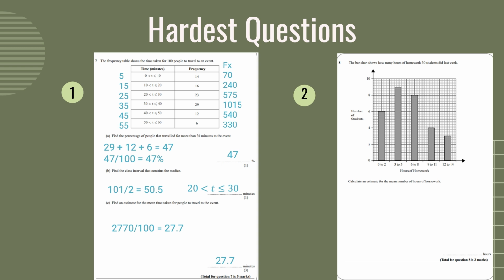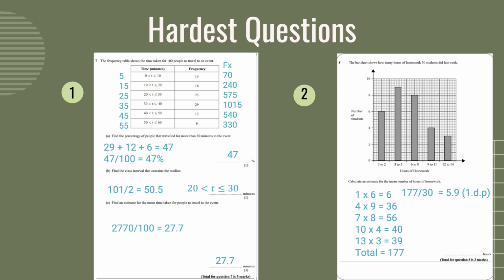So, if we look at our x-axis, it shows us the hours of homework, and it gives us class intervals: 0 to 2, 3 to 5, 6 to 8, and so on. This must mean we find the midpoint of 0 to 2, 3 to 5, and so on, and then we times it by the number of students who did it. So we do 1 times 6 equals 6, 4 times 9 equals 36, 7 times 8 equals 56, 10 times 4 equals 40, 13 times 3 equals 39, then we add all of them up, which equals 177.